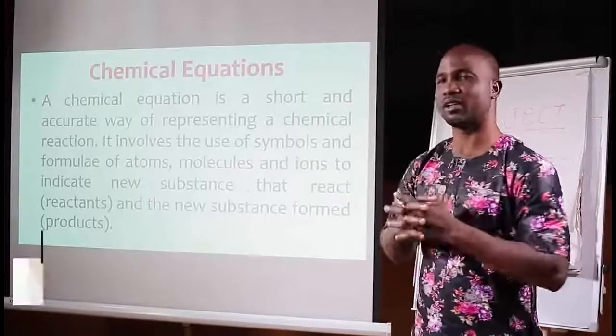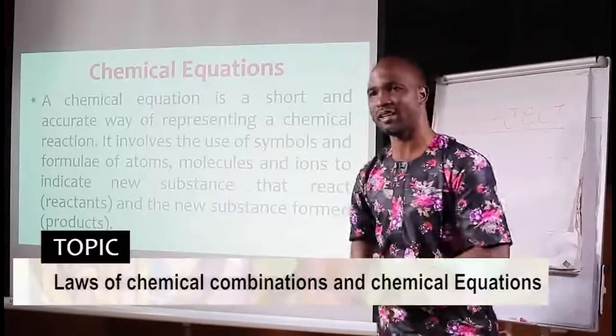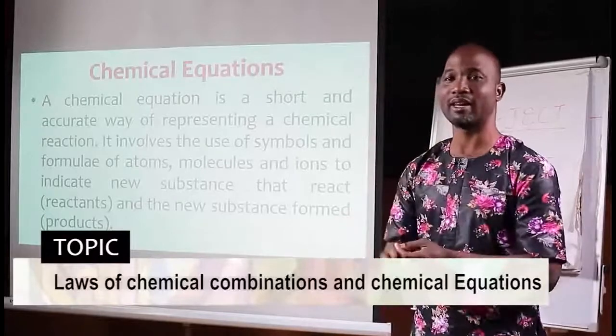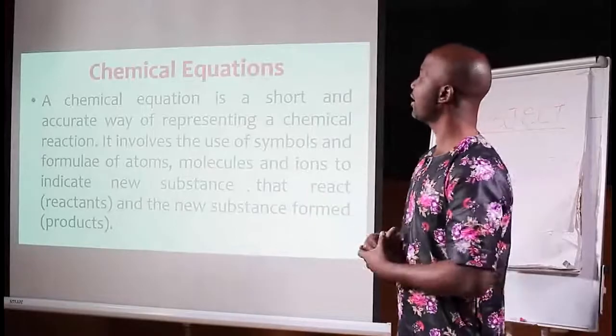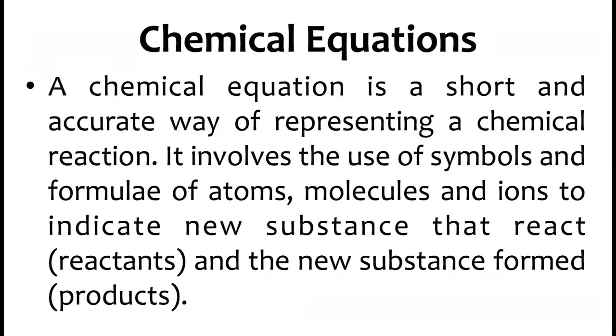My wonderful students, like I said, today my emphasis on the lesson will be on chemical equation. And like I say, chemical equation is the language of chemistry. You find out that a chemical equation is a shorthand, an accurate way of writing a chemical reaction. It involves the use of symbols and formulae of atoms, molecules, and ions to indicate the substances that react, which are called the reactants, and the new substances that are formed, which are called the products.